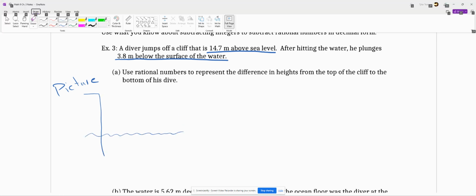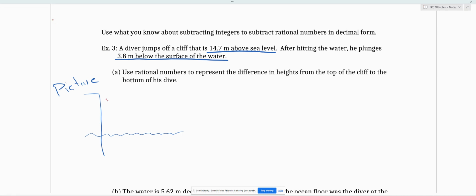And what I'm told is that this cliff, from sea level from here to here, is 14.7 meters, and the dive plunged 3.8 meters below the surface. So then going down, this is 3.8 meters below.